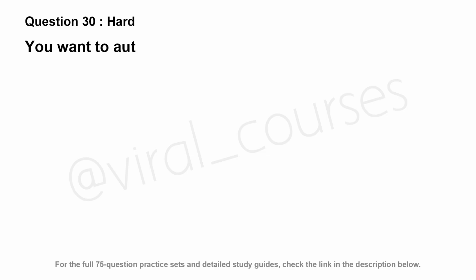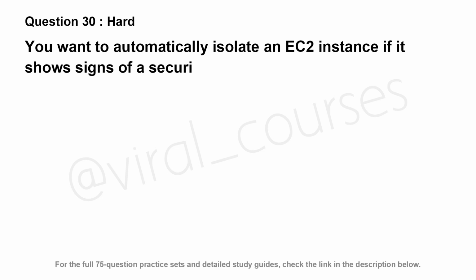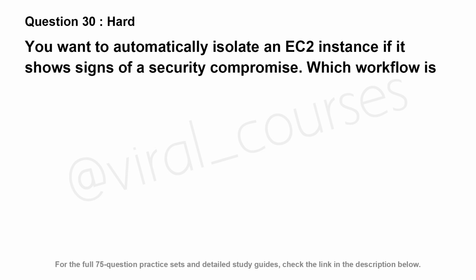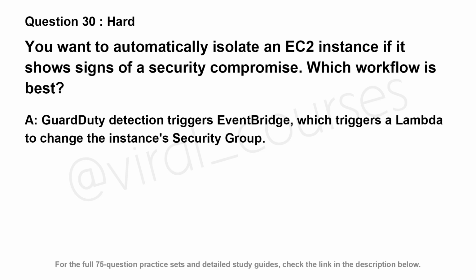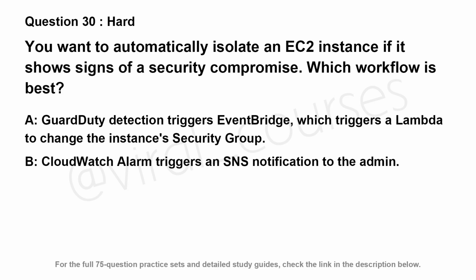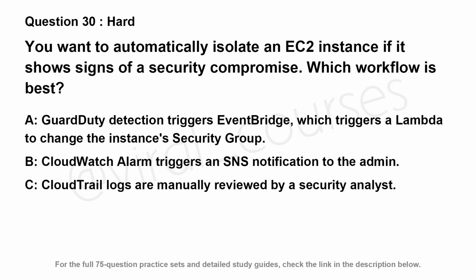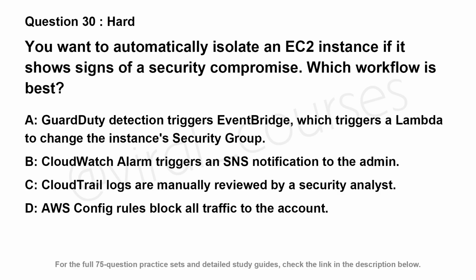You want to automatically isolate an EC2 instance if it shows signs of a security compromise. Which workflow is best? Option A, GuardDuty detection triggers EventBridge, which triggers a Lambda to change the instance's security group. Option B, CloudWatch alarm triggers an SNS notification to the admin. Option C, CloudTrail logs are manually reviewed by a security analyst. Option D, AWS Config rules block all traffic to the account.